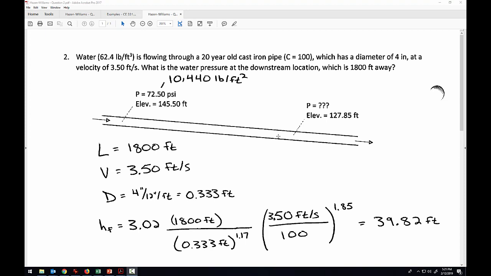All right, so we've got water flowing through a pipe. Looks like the pipe is sloped downhill. We're trying to find the pressure at the downstream location, and what we're given is the flow velocity, 3.5 feet per second. We've got the water density that's known. Based on the fact that it's cast iron, we're using a C value of 100, and the length between the two points is 1,800 feet. So the version of the equation that we're going to use is this one.